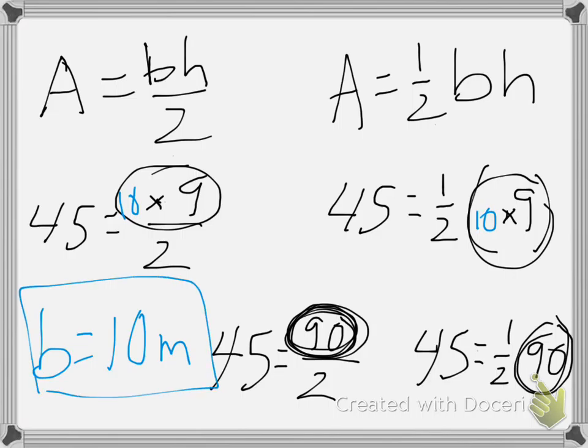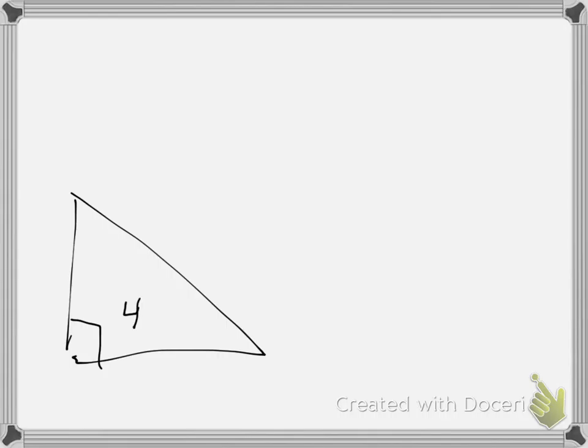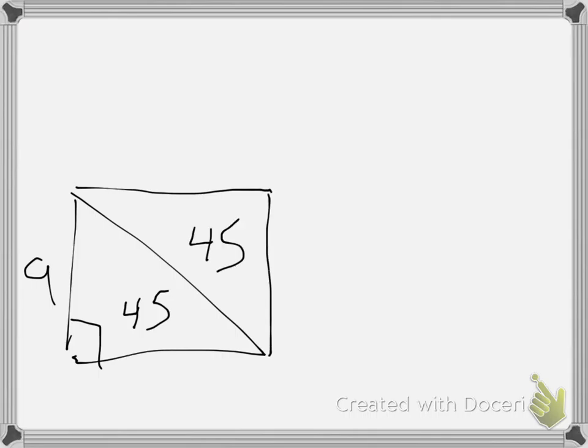Now the other thing we can do, since we have this triangle, and we know that it has 45 inside, and we know that it has a height of 9. So what we could do is, since we don't know what the base is, we could actually make it into a square. This would be 45 also, which makes our whole area 90.